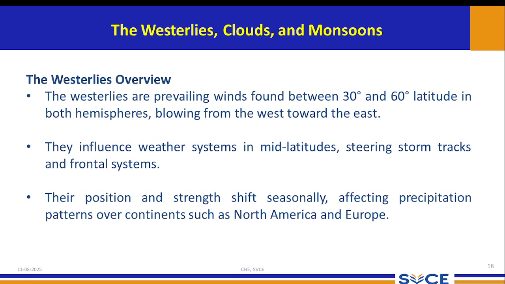That's what they mean. Okay, so the westerlies, clouds, and monsoons. Westerlies overview. The westerlies are prevailing winds found between 30 and 60 degrees latitude in both hemispheres, blowing from west toward east, which I already told you in the definition. They influence weather systems in mid latitudes, steering storm tracks and frontal systems. Their position and strength shift seasonally, affecting precipitation, that is, rainfall patterns over continents such as North America and Europe.